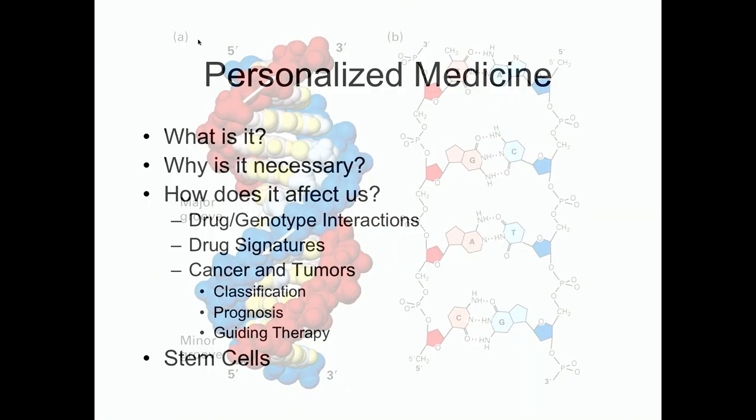So personalized medicine, what is it? Why is it necessary? How does it affect us? And we're gonna look at drug genotype interactions. The bottom line is that by looking at our genes, we can determine if you're gonna have issues with drug interactions. We also use this gene expression data to actually categorize new drugs and what they do, what they don't do. And then finally, we're going to talk about cancer and tumors, where we can actually classify the tumors and provide a prognosis. And ultimately, we hope to use some of this technology to guide therapy, in other words, what combination of drugs is going to work best for that particular cancer.